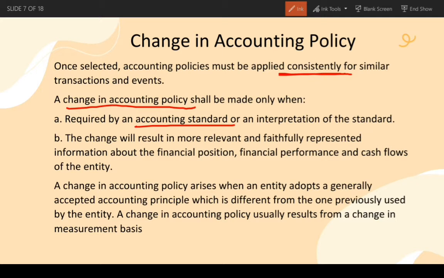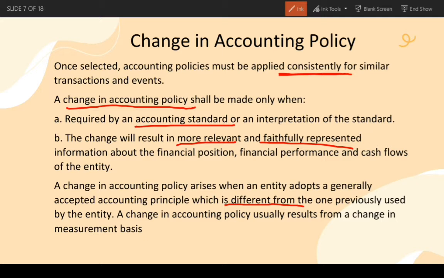of the standard. So, kapag nire-required ng PFRS, the change will result in more relevant and faithfully represented information about the financial position, financial performance, and cash flows of the entity. So, nagkakaroon din ng change in accounting policy kapag yung resulta ay mas reliable or more relevant information. A change in accounting policy arises when an entity adopts a generally accepted accounting principle which is different from the one previously used by the entity.